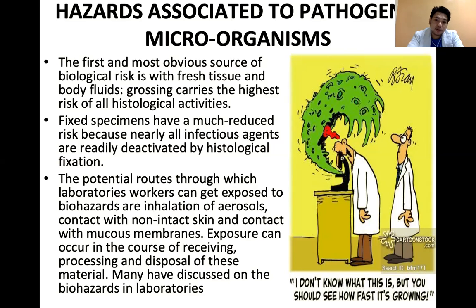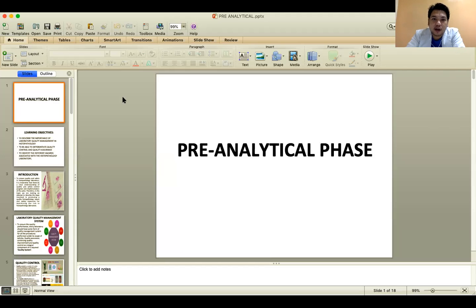The potential routes through which laboratory workers can get exposed to biohazards are inhalation of aerosols, contact with non-intact skin, and contact with the mucous membranes. Especially now, we are handling specimens that are a potential risk for our health. So these are the microorganisms. As we know, it can cause a pandemic. So that's the end of our pre-analytical phase.